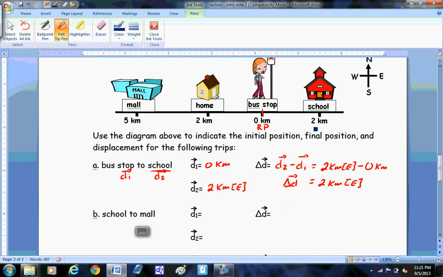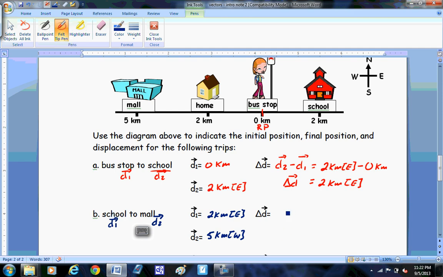What if I did this though? What if I went from the school to the mall? So here, in this case, the school is going to be my initial position, and the mall is going to be my final position. So the school is located 2 kilometers east, and the mall, it's located over here. It's on the other side. It's located 5 kilometers to the west. Just like before, I want to find out the change in position. So I'm going to find the difference between the two.